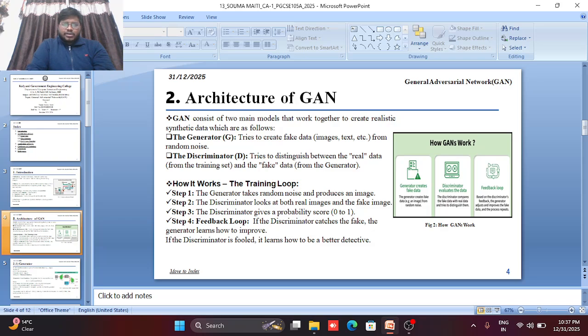The discriminator outputs a probability score between 0 and 1, indicating whether the data is real or fake. Based on the feedback, both networks improve themselves. Over time, the generator becomes better at creating realistic data, and the discriminator becomes better at detecting fakes.